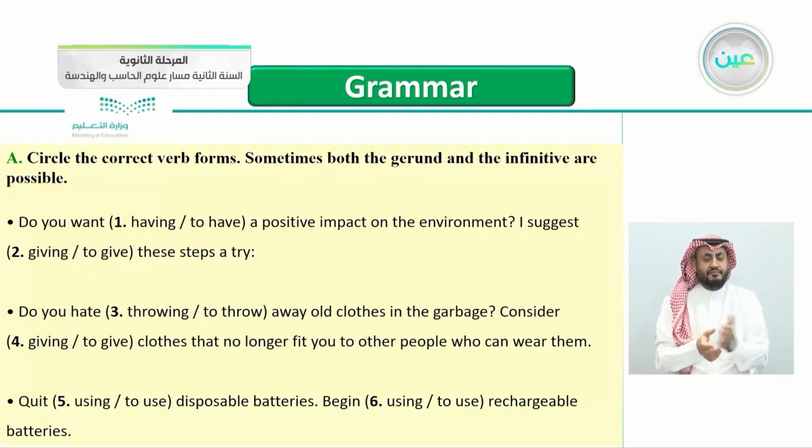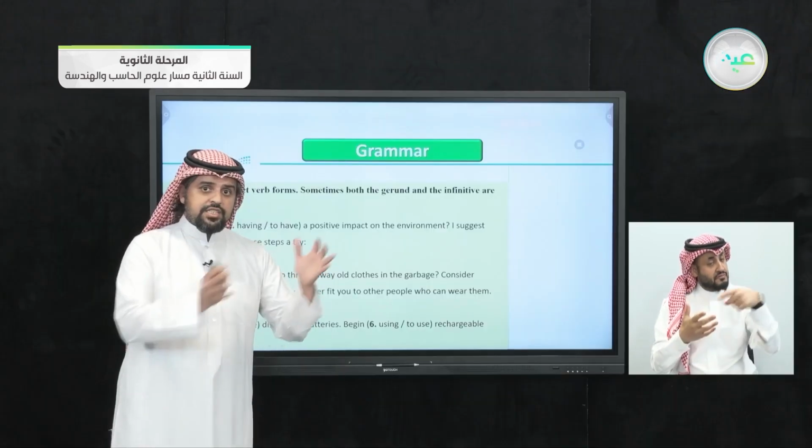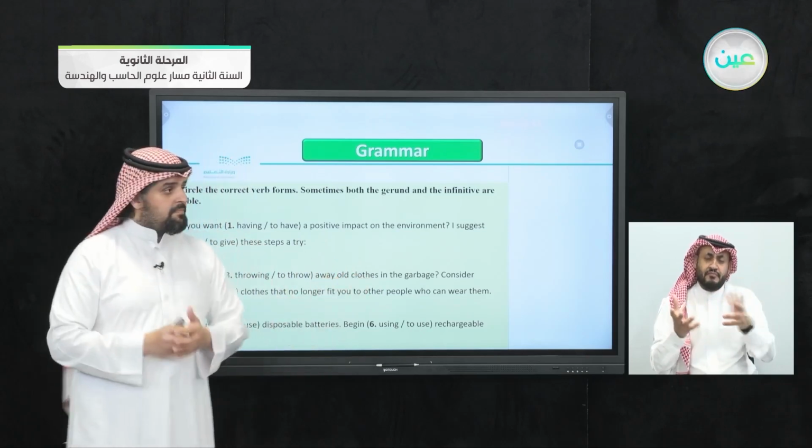So let's jump here to exercise A. Circle the correct verb forms. Circle the correct form of the verb. Sometimes both gerund and infinitive are possible. So we have to circle the correct form of the verb. And as we mentioned previously, sometimes both are correct, the gerund or the infinitive.